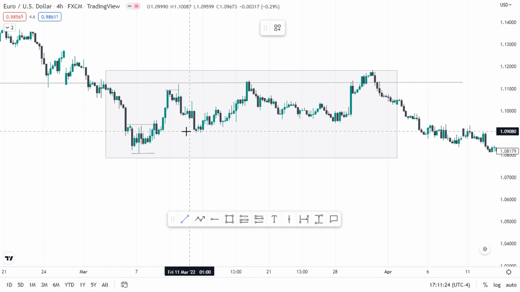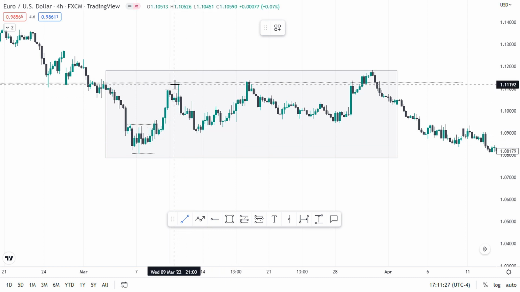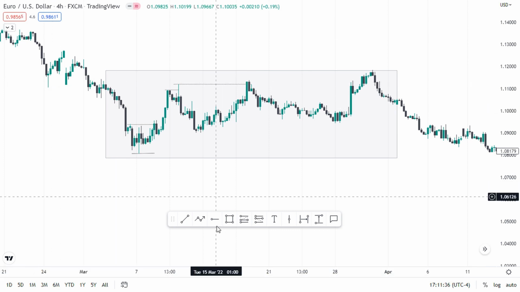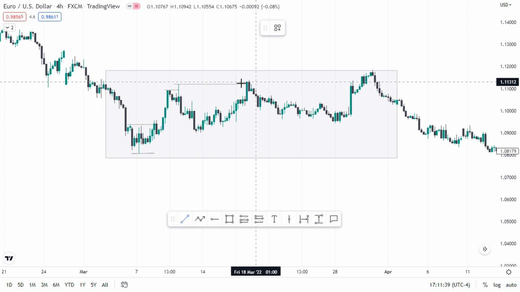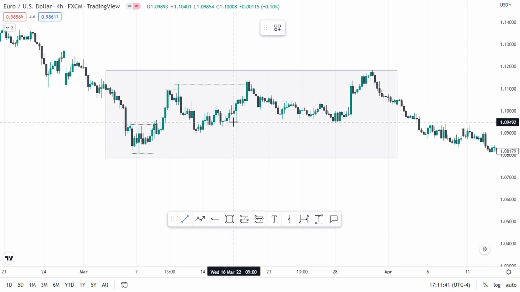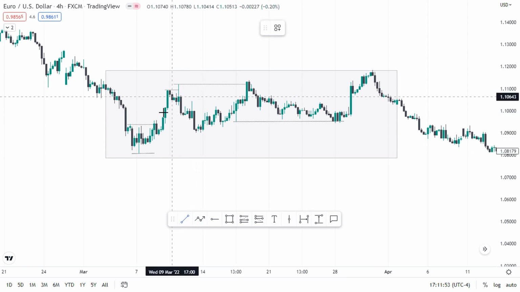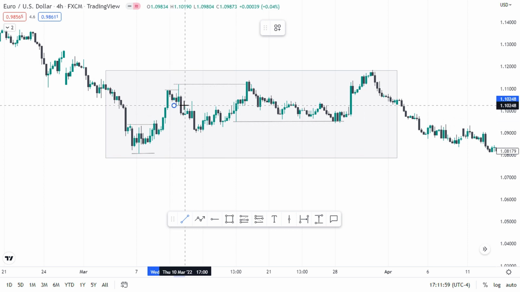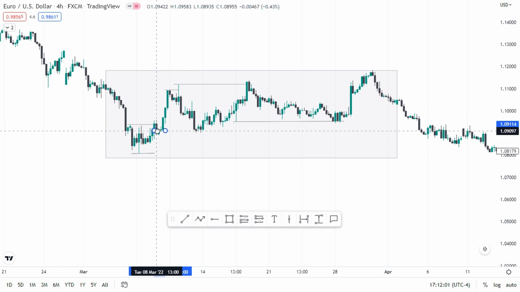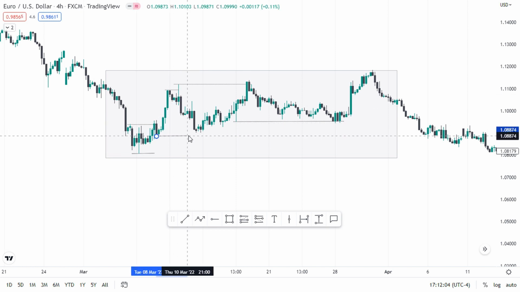and then there was a pullback which broke this particular structure, and after it broke this structure, this will have been the low before this high was created. So we draw this out. So what this means basically is, before that, this was the low before this particular high, or we could have marked this. However, this isn't so clear, so I would prefer to mark this as my swing low.